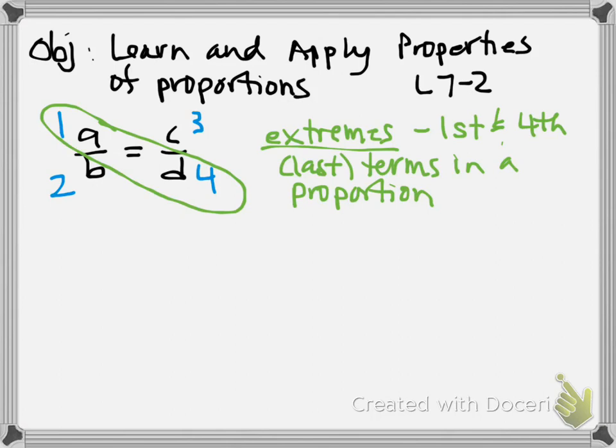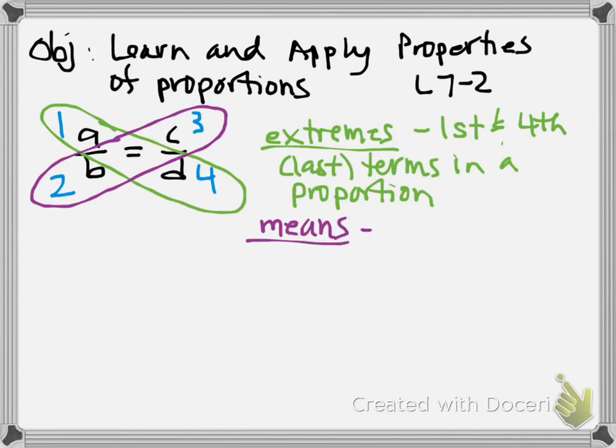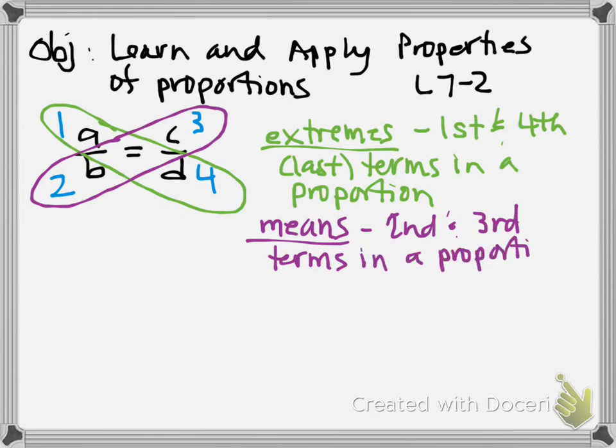Okay, so let's group the other two terms, and their name is the means. So the means are the second and third terms in a proportion. Okay? And understanding that is going to help us understand our first property that we get. And remember, properties are theorem cards. They go underneath there, and we use them in our proofs and also solving problems.